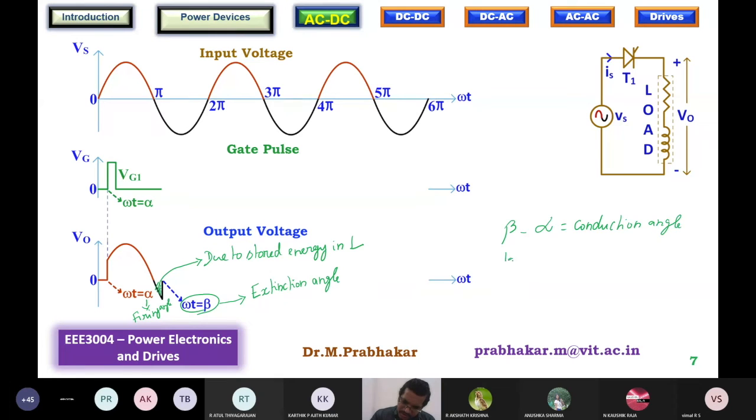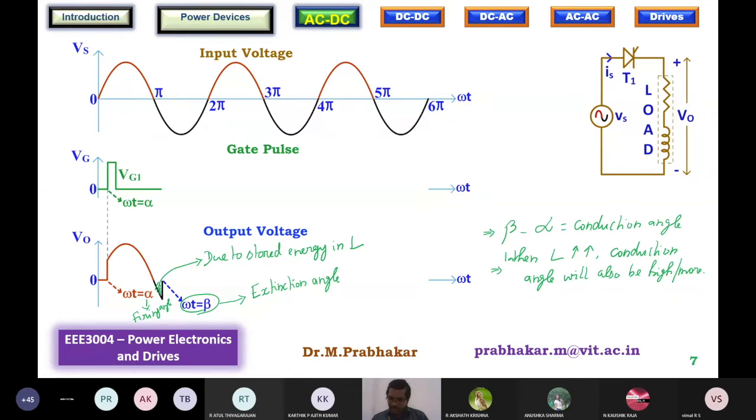When the value of L is very high, the conduction angle will also be more. Conduction duration, conduction angle, you can understand it that way. The conduction angle will also be more, of course, given that the load setting remains the same. I am not changing R.